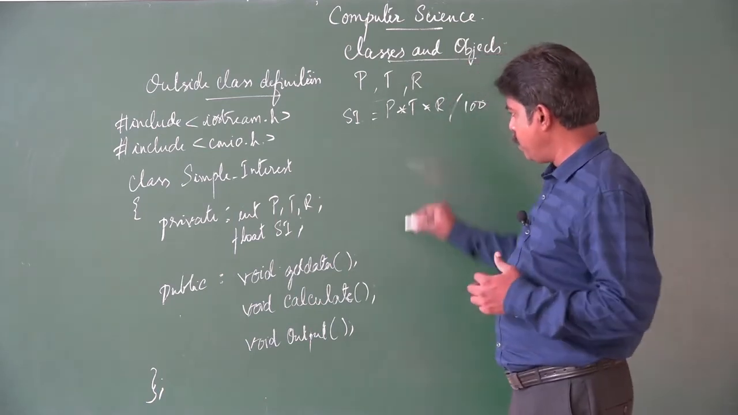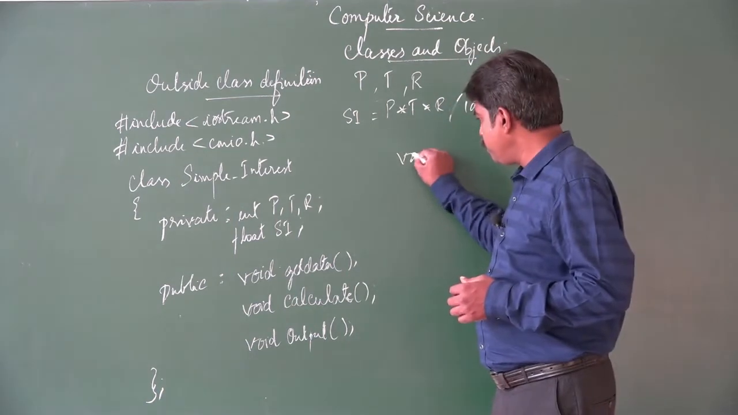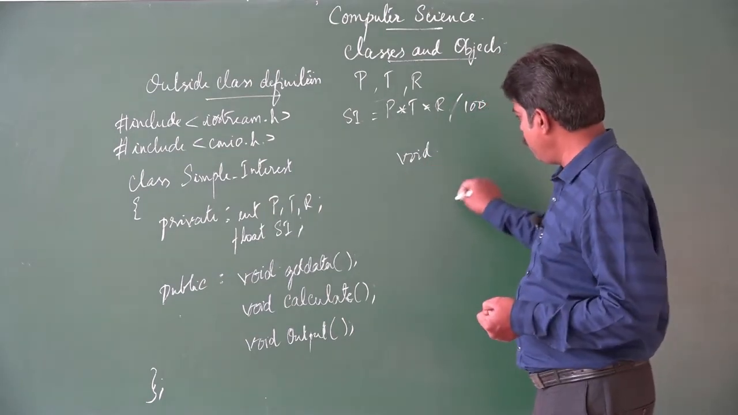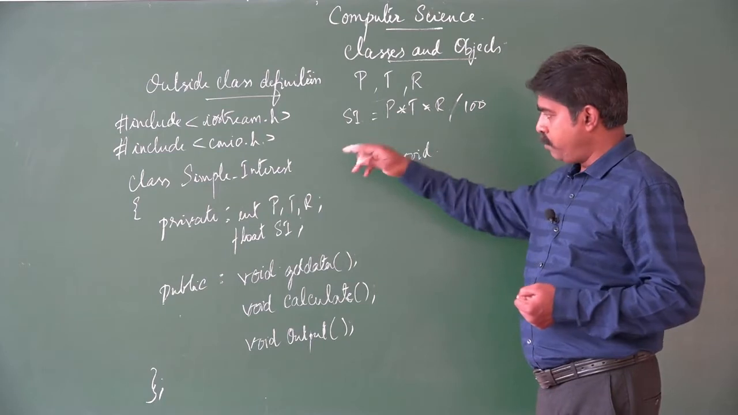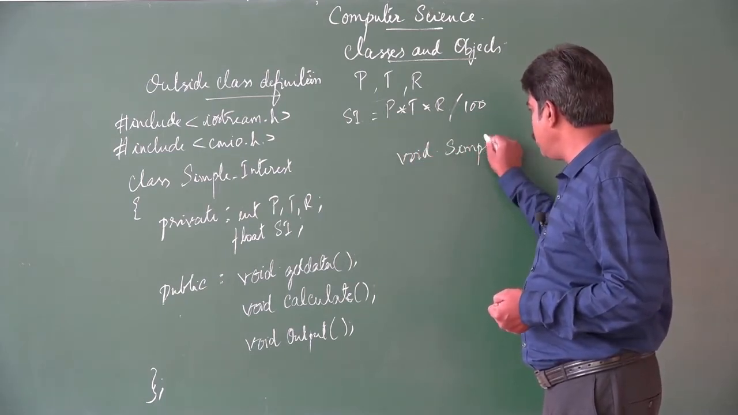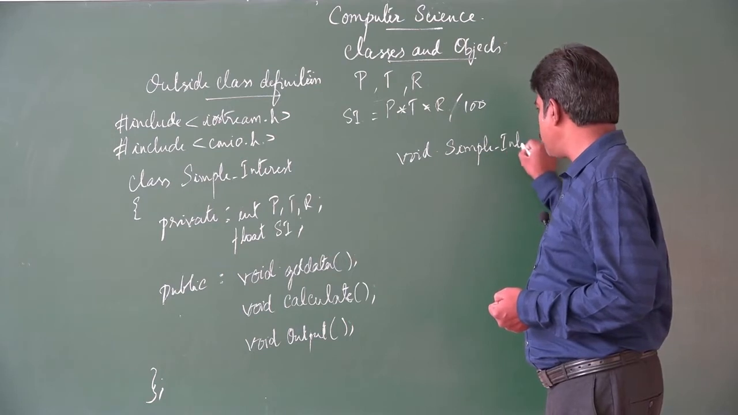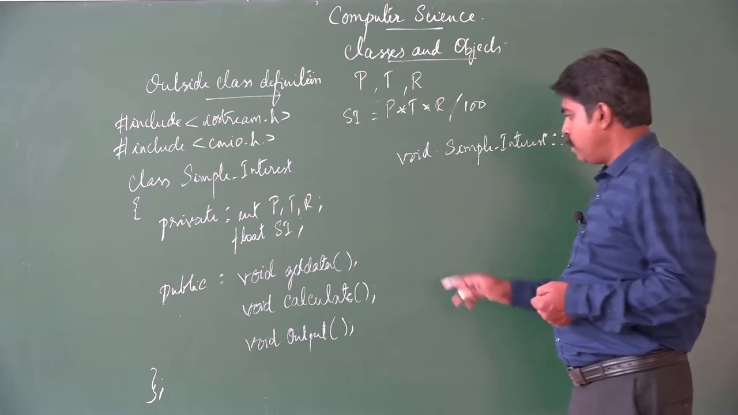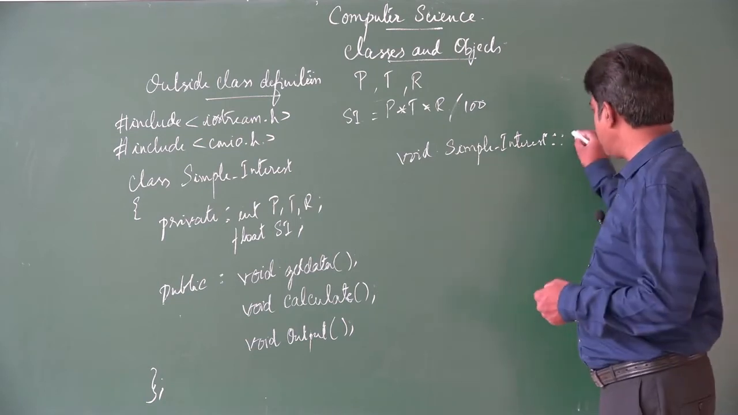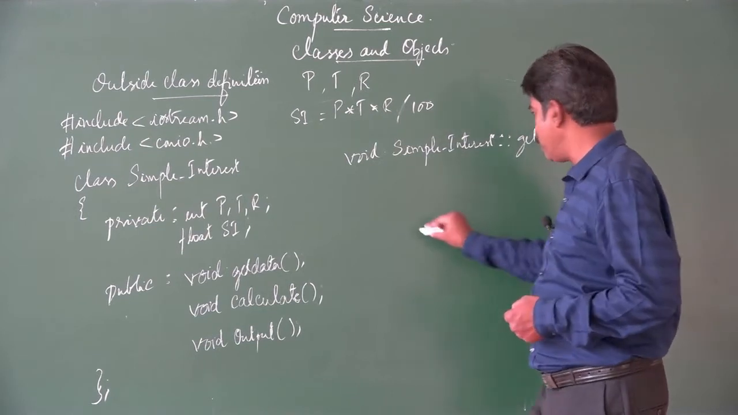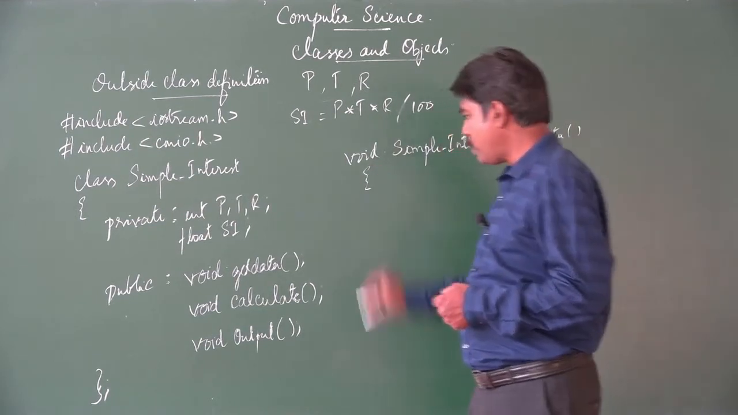With this semicolon, we continue to write the definition of the member functions. So I begin with void, the return type specifier, then the class name. The class name we have is simple_interest, and the member function, that is getData, function brackets, getData, open a flower bracket.